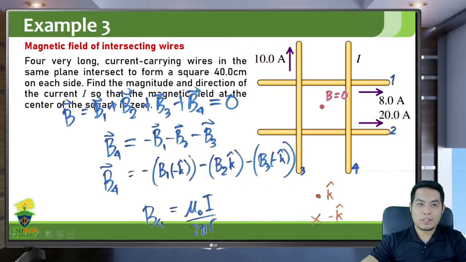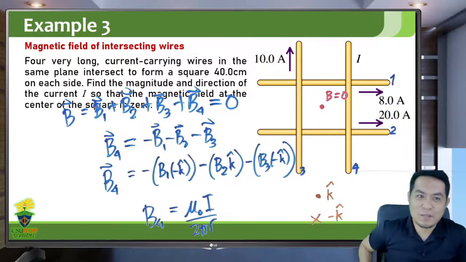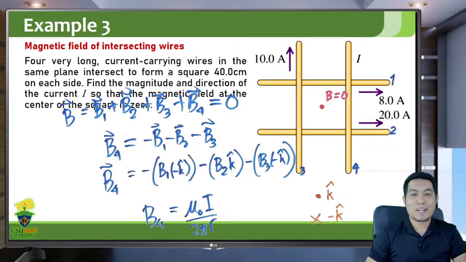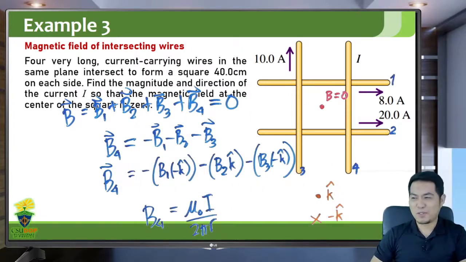So I guess the final answer is 1 ampere downward. So the current is flowing downward. The value of the current is 1 ampere. But again, try to recheck. Maybe I made a mistake in my calculation. But this is the solution.